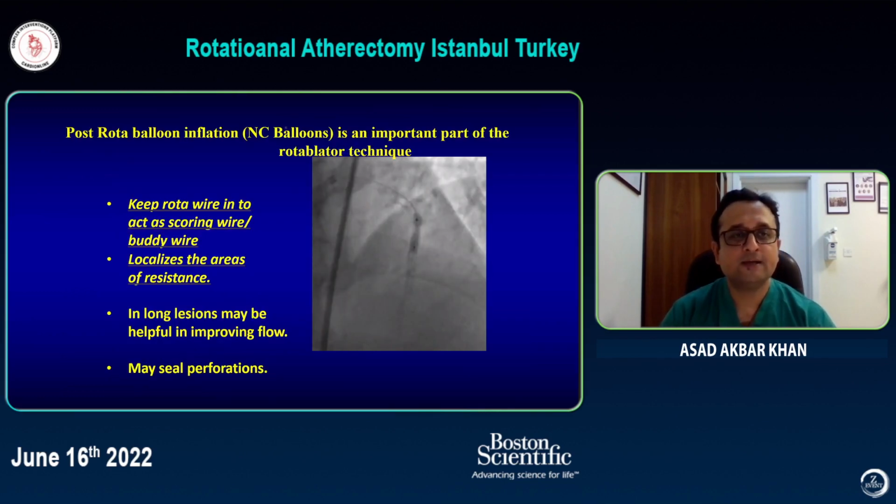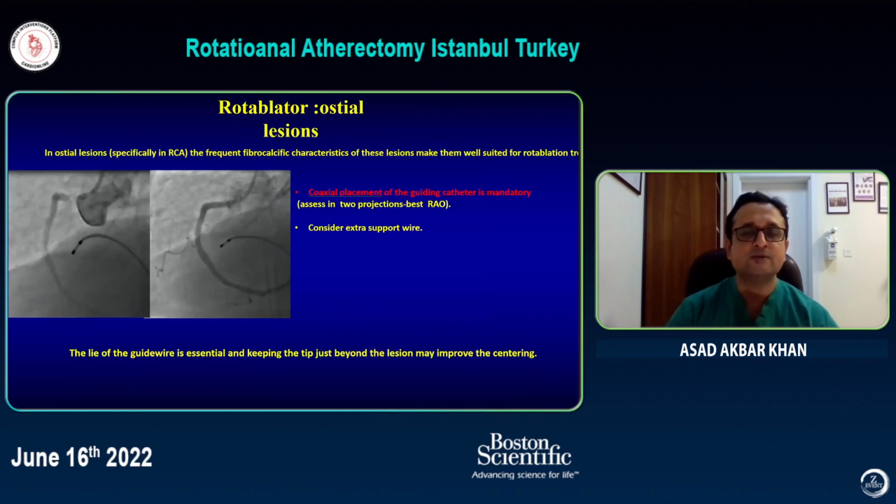Always balloon. So we typically keep a rotor wire in, side by side with a workhorse wire, because this rotor wire will not only help keep the vessel straightened, but also acts as a scoring wire and a buddy wire when you're doing an NC balloon. And you might save the money that Professor Shefkat wants you to use on all those cutting balloons. And it also localizes the areas of resistance and maybe helps reduce chances of slow flow.